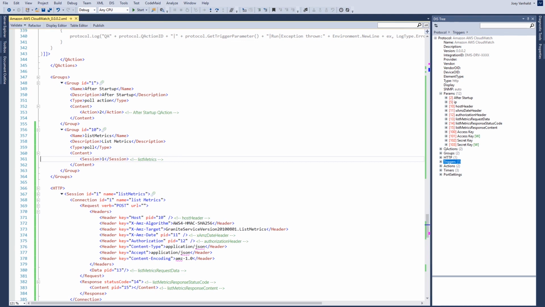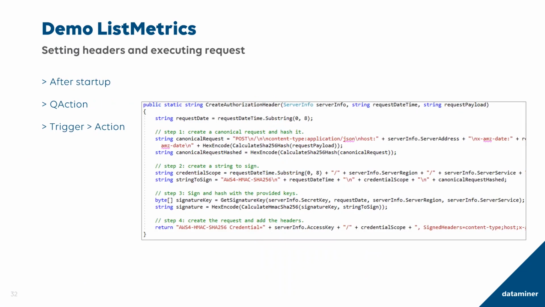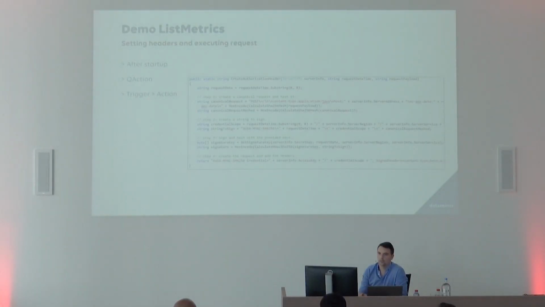Okay, so now we have our group. The last thing we need to do, which is maybe the most difficult part, is we need to make sure that our headers are correctly set. And we also need to still execute that group. Remember, we will not use a timer, we will execute it once after startup. So for that, we will use a trigger and an action.